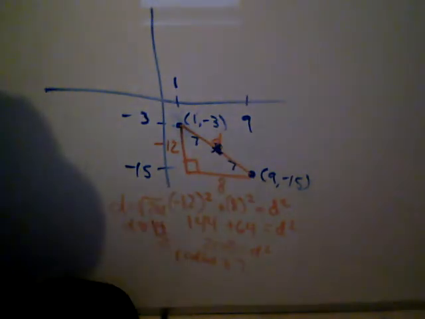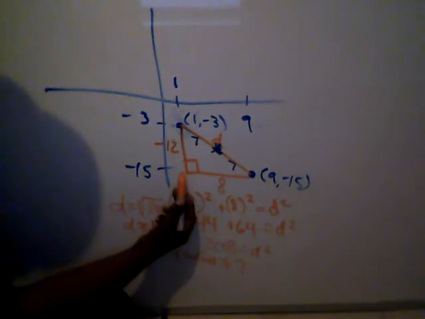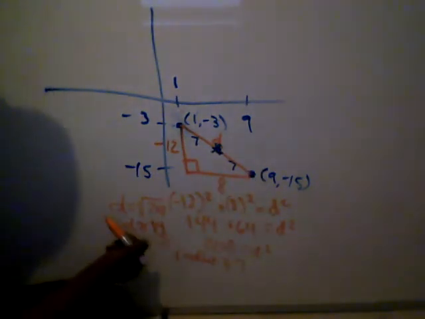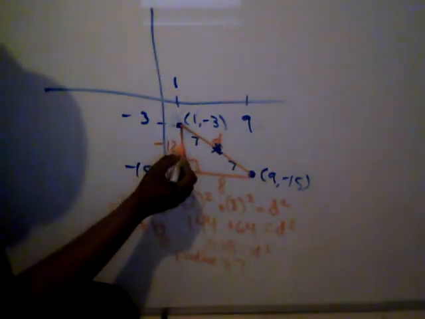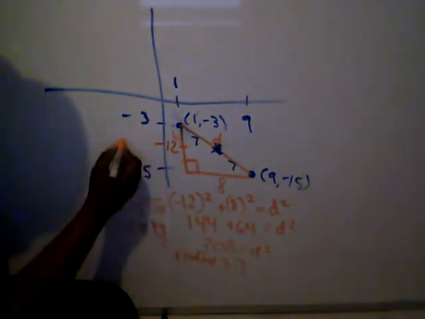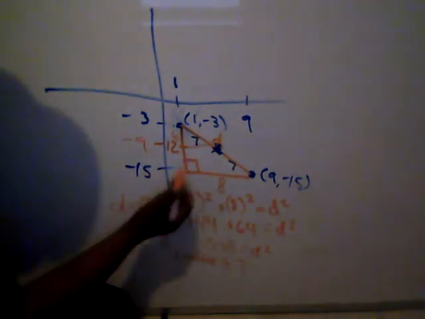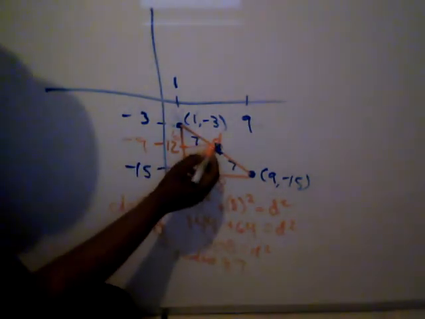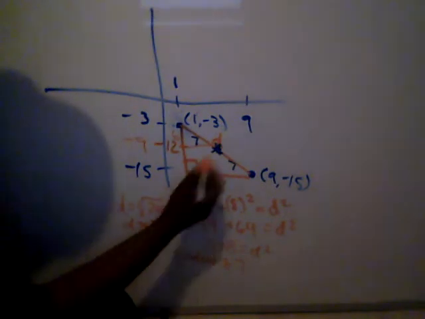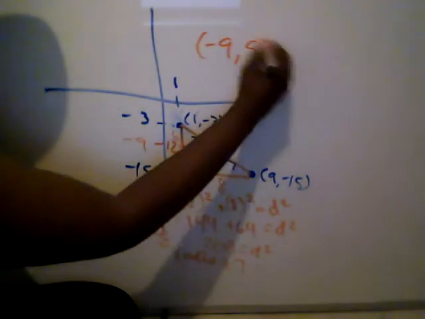Okay? So one way to find the midpoint without really needing a formula is if we went down 12 all the way and over 8, we just need to go half of those amounts. So if we go down 6, half of 12, that would get us to -9. And then if we go over 4, we don't have to go over 8, we go half of that. If we go over 4, that would get us to 5. So our center is at -9, 5.